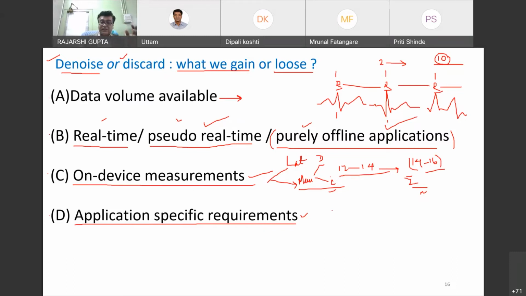So in those cases, what to do when there is an issue of the quality? The signal is unacceptable. So many such issues are to be considered when we decide on whether to denoise the signal, if it is possible to retrieve the signal from the corrupted signal, or we can simply discard the signal. Okay, any questions? If you have any questions, you can ask.